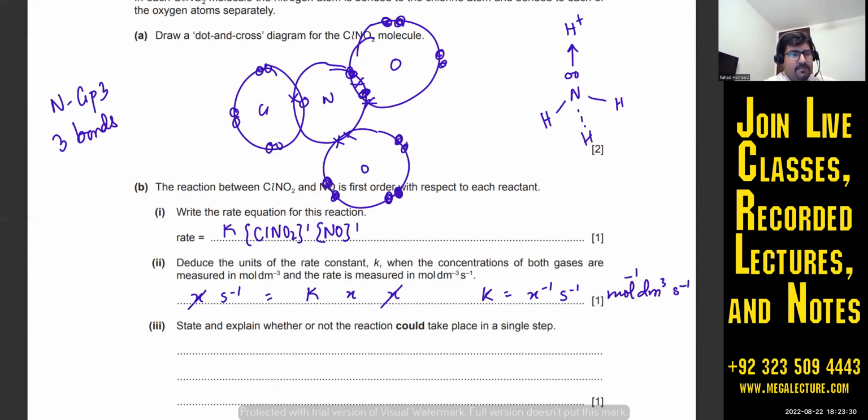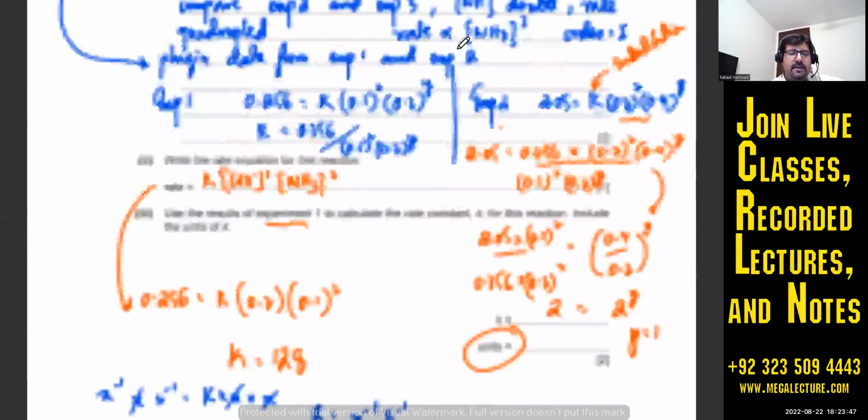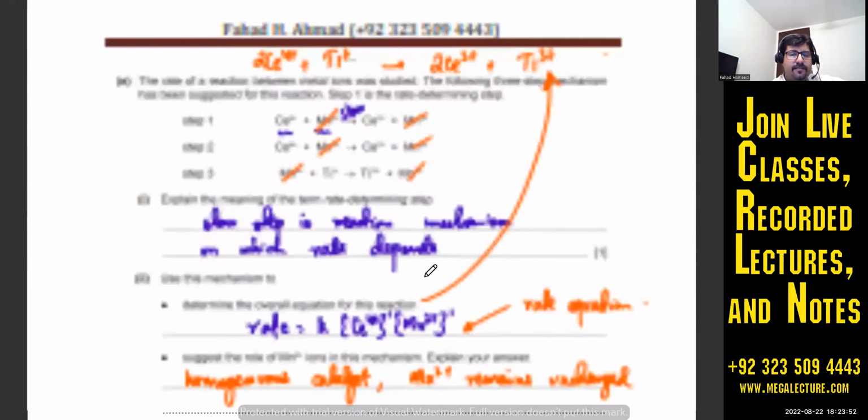Did this part make sense? I'm just saying that, for example, we did a mechanism, this was the one.